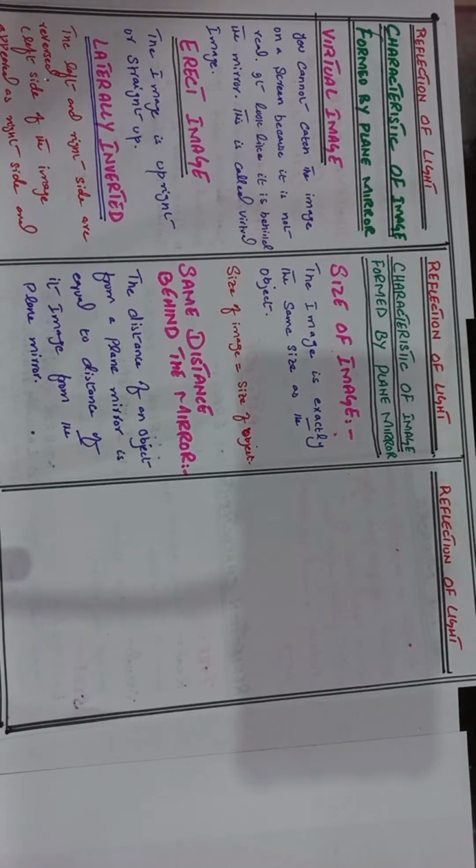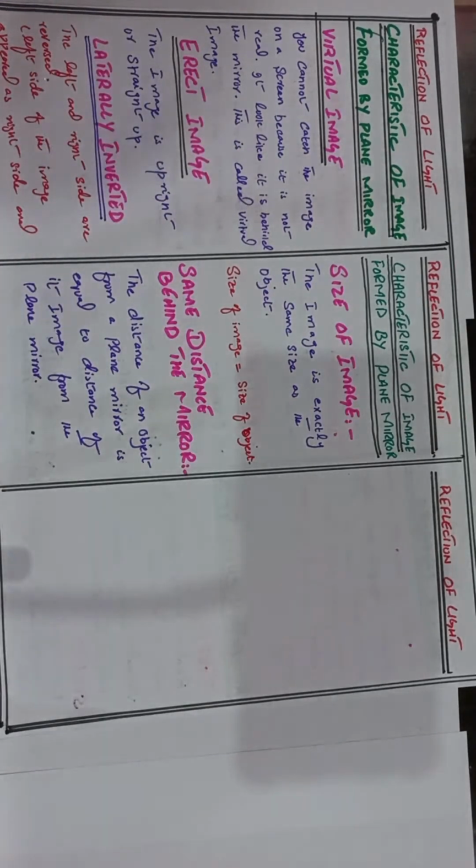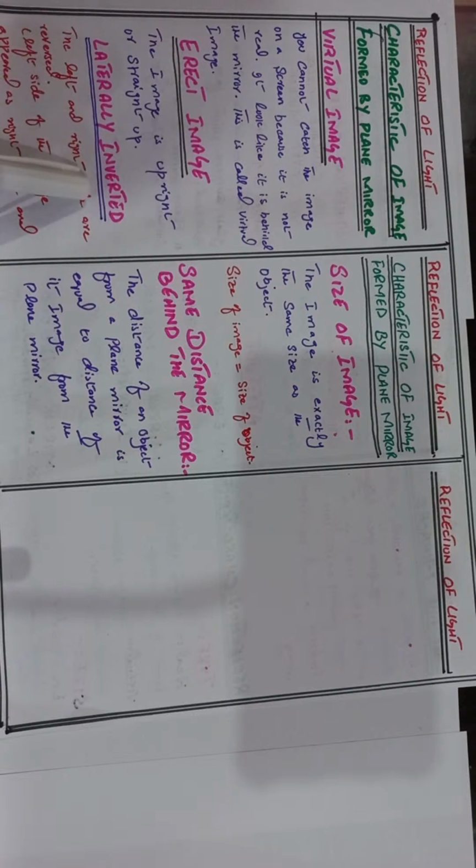When we use the plane mirror, the image is always formed behind the mirror, and then it is called the virtual image. An image that is upright or straight up is called the erect image. The third property that we discussed is laterally inverted. Laterally inverted means that the left and right sides are reversed. It means that the left side of the image appears as the right side and vice versa.